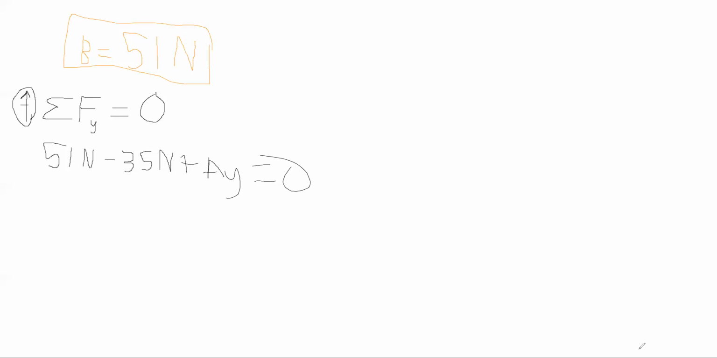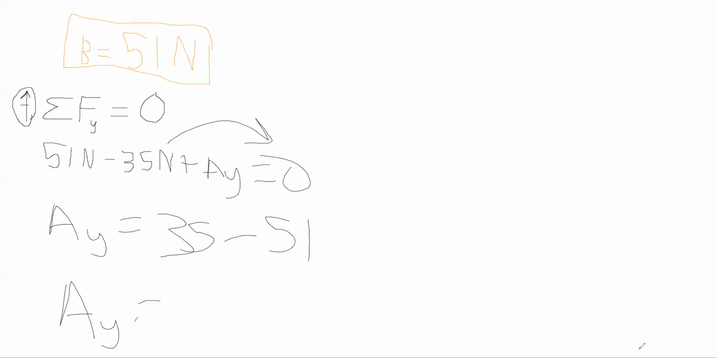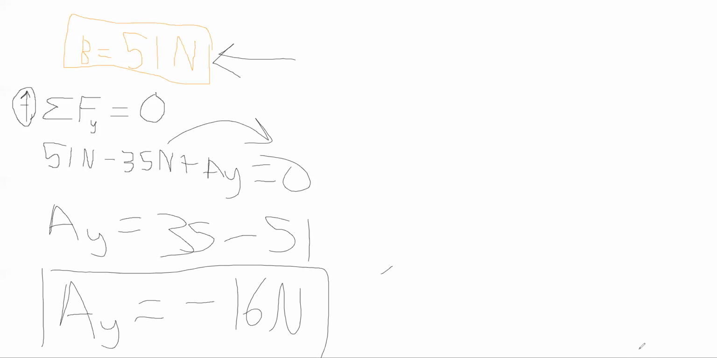Now it's just simple algebra to solve for A sub y. So we add this 35 to the other side, subtract 51. So A sub y equals 35 minus 51. So it's minus 16. So A sub y equals minus 16 newtons. So now we found all our reaction forces, right? We found B, which acts upward, A sub y. Since there's a negative sign here, that means it's going down, right? And we also found A sub x earlier.